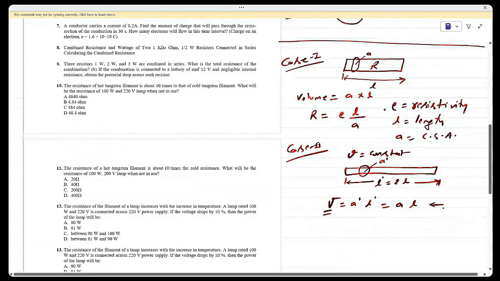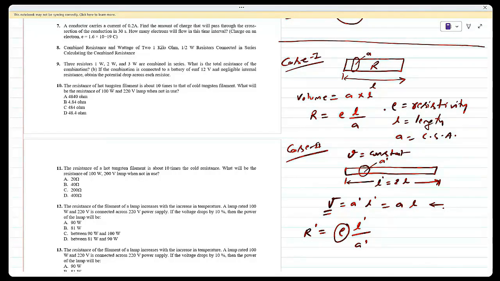Now what is the definition? Earlier in case 1 the resistance was R. Now let us assume the resistance is R dash. R dash is equal to nothing but rho into L dash upon A dash. Now you can ask, sir, what about rho? So rho is independent from the length and area of the wire.